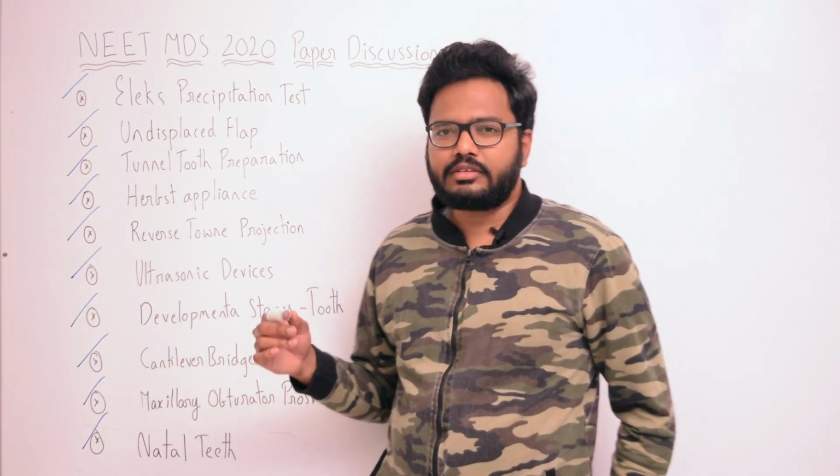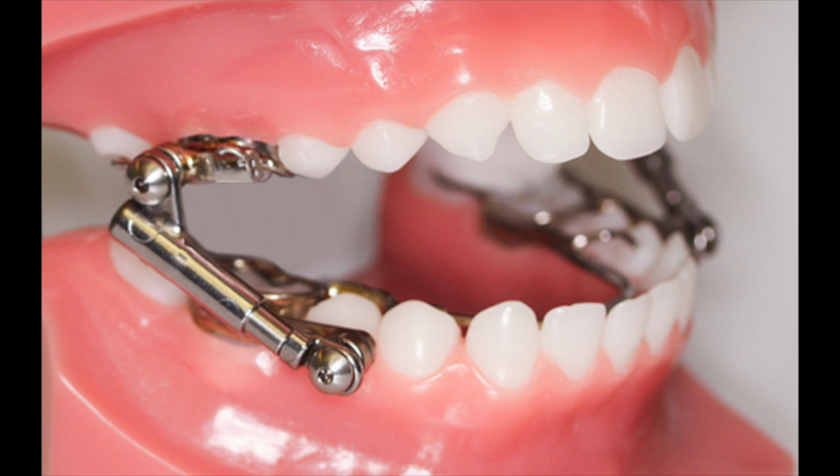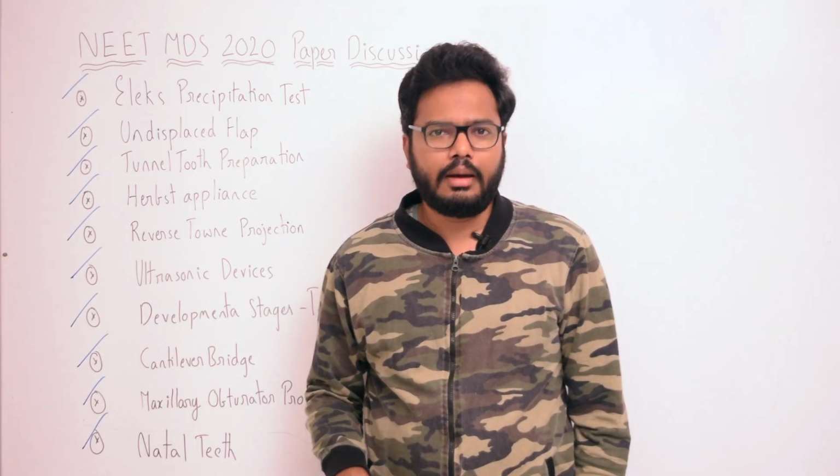Now let's move on to the next question, Herbst appliance. As you can see, this is a Herbst appliance which was developed in the early 1900s and reintroduced in the 1970s. The maxillary and mandibular arches are splinted with frameworks that usually are cemented or bonded but can be removable, and are connected with a pin and tube device that holds the mandible forward. Also remember, the Herbst appliance is the only fixed functional appliance.